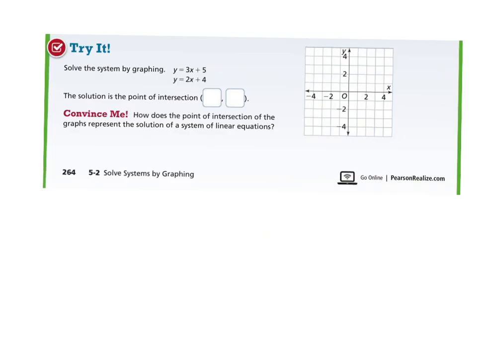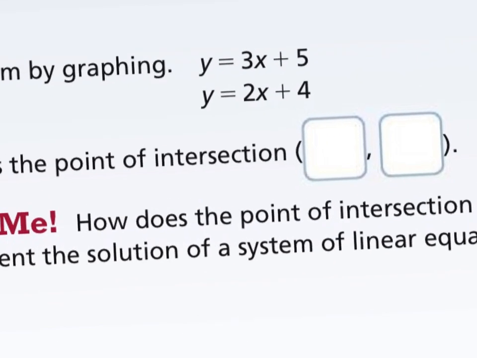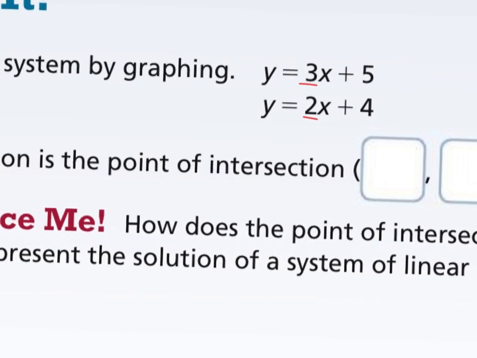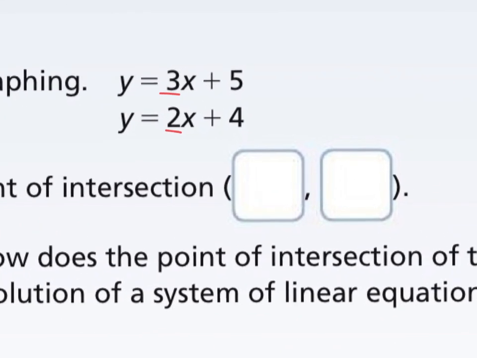We look at the try it. They want us to solve this system by graphing. First of all, like we did in the last lesson, we can look at the slopes. Notice the slopes are different, so we are going to have one solution to this problem. There will be one solution. And so it's just a matter of figuring out what that solution is going to be.